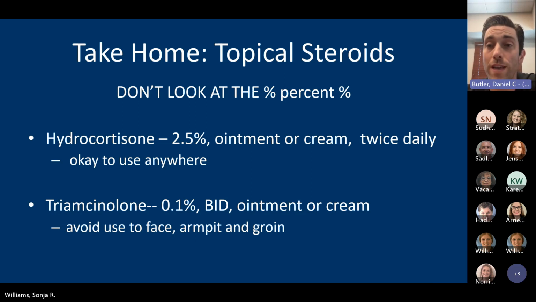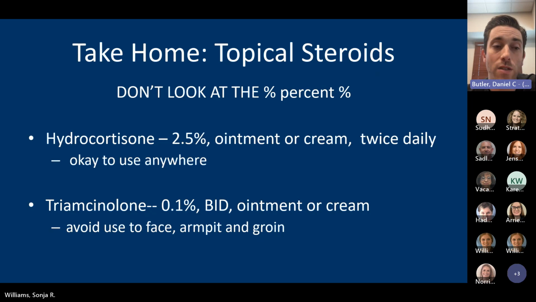So you can feel free to know that you're not going to be upcharging a patient or costing them a ton of money for a topical steroid. Hydrocortisone is the lower potency topical steroid of choice. It's much stronger than the hydrocortisone that's over the counter, and we often use it for sensitive areas like the face or the genitals or the armpits if need be. But think about it as your weaker topical steroid.